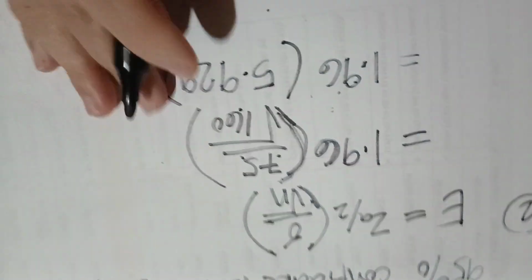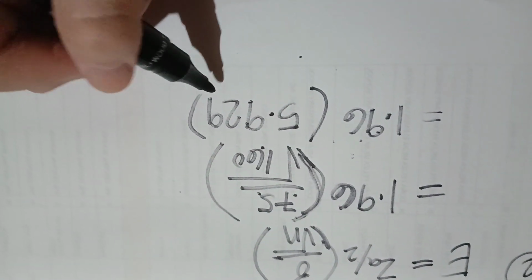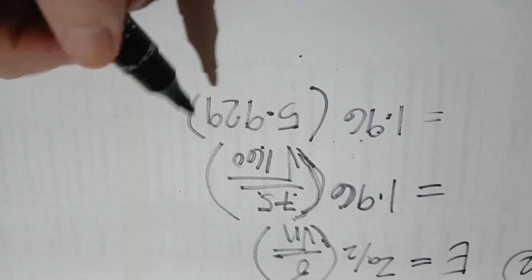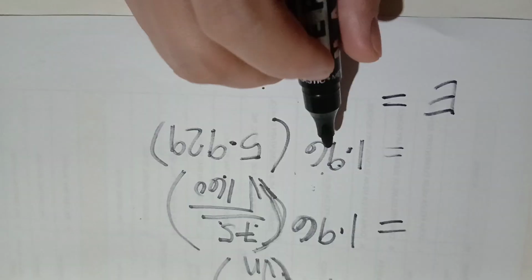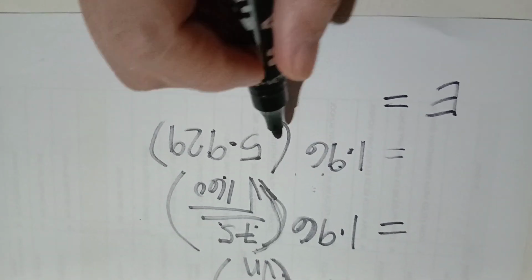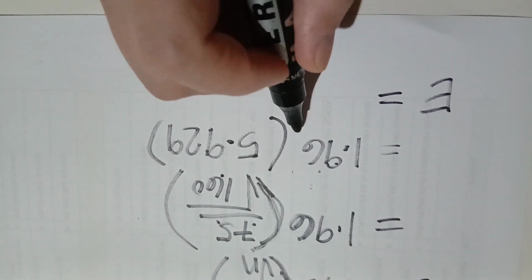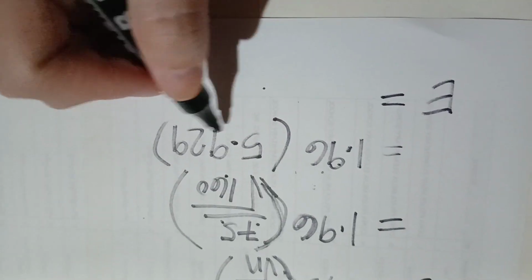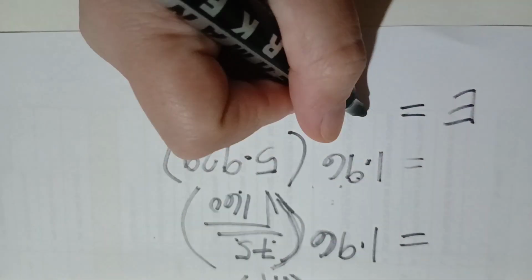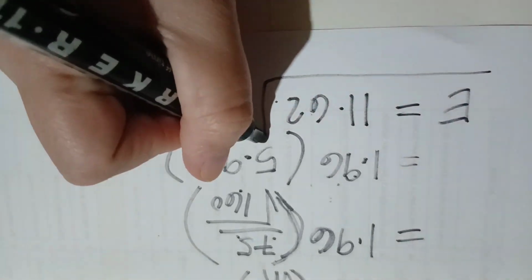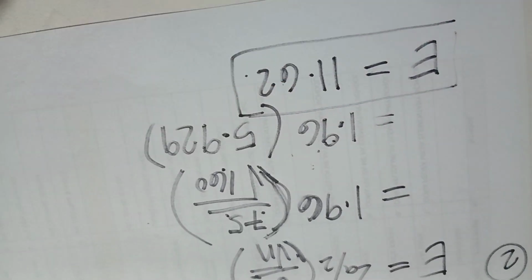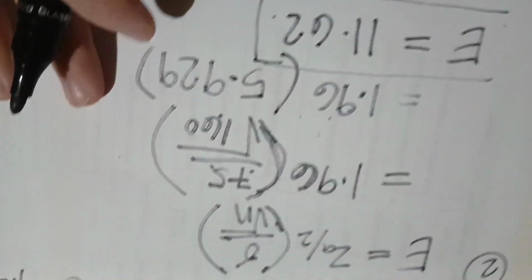5.929. For the partial answer, we use 3 decimal digits. Then for the final answer of the margin of error, we multiply 1.96 and 5.929. Okay, so we have here 11.62. For the final answer, we can use 2 decimal digits.